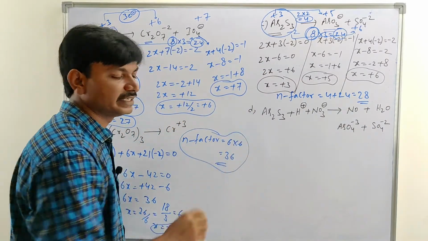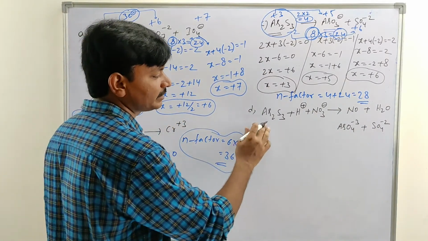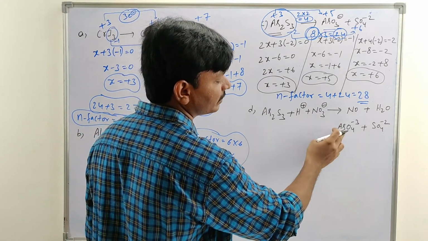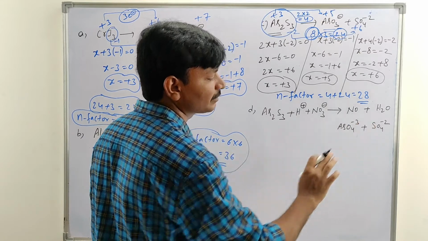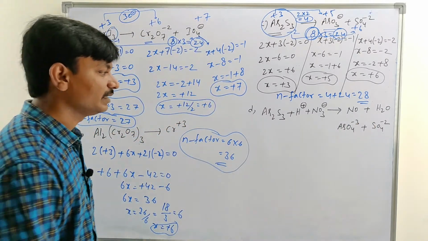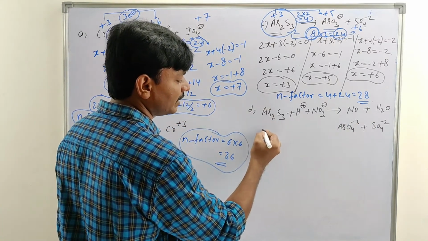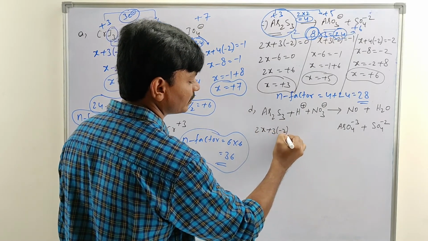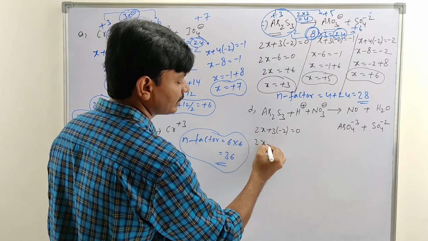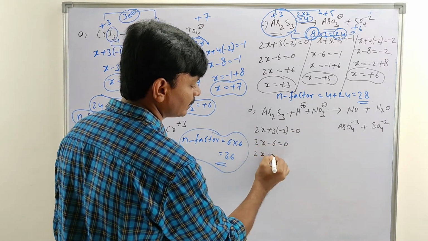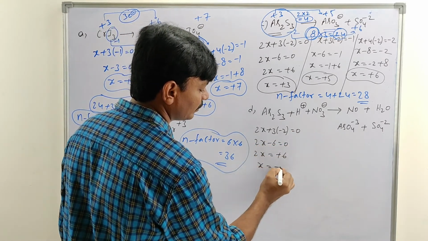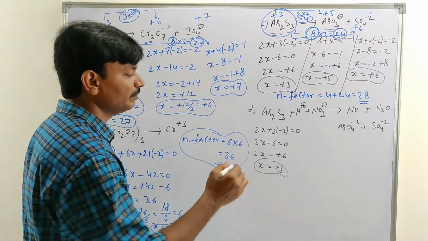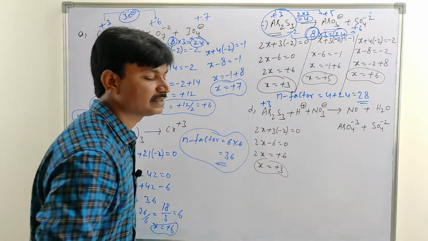Next, coming to the fourth case. Here it is also As2S3. In acidic condition, it will be converted into AsO4 minus 3 and SO4 minus 2. Okay, clear? Here, the arsenic oxidation number: 2x plus 3 into minus 2 equals 0, that is 2x minus 6 equals 0, 2x equals plus 6, x equals plus 3. Arsenic oxidation number will be plus 3 in As2S3.